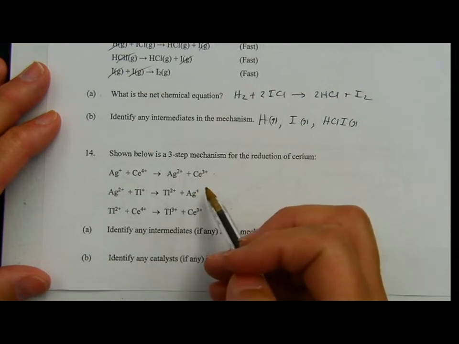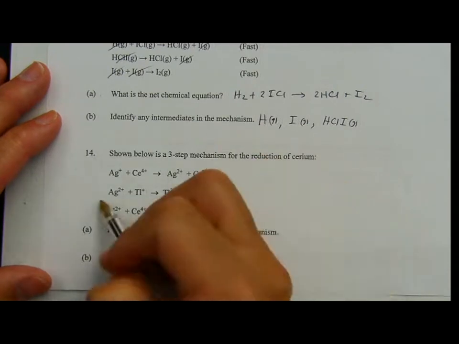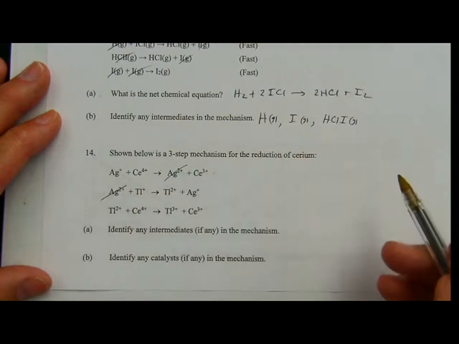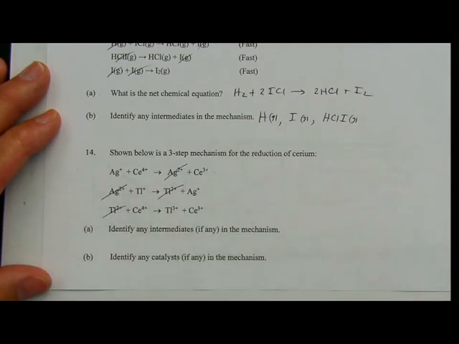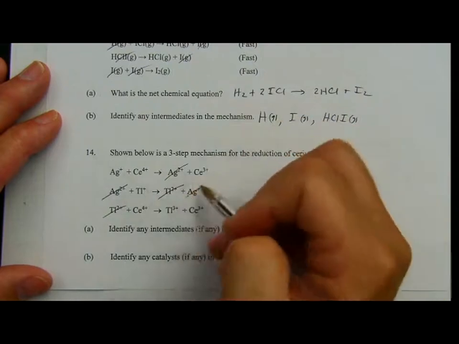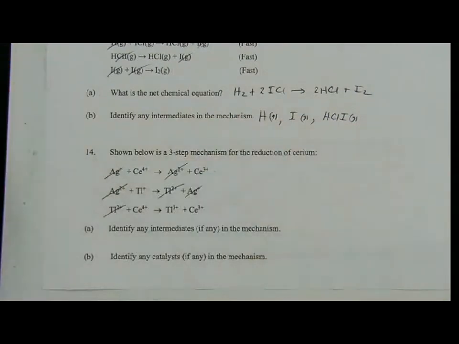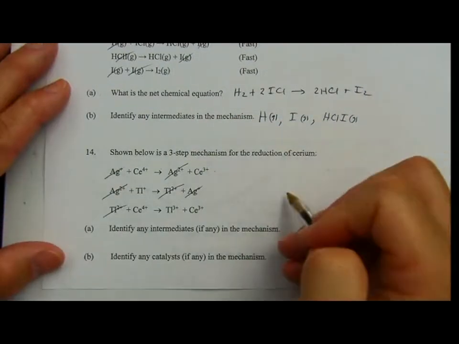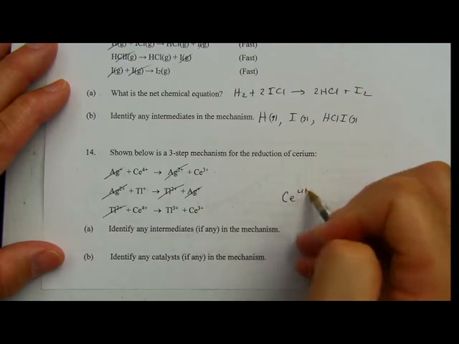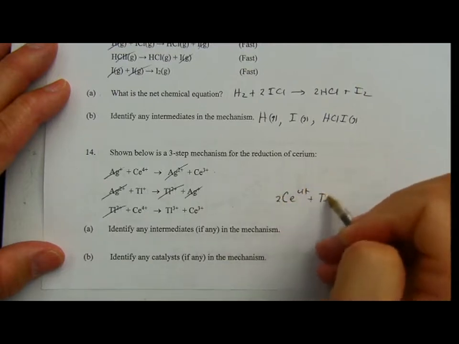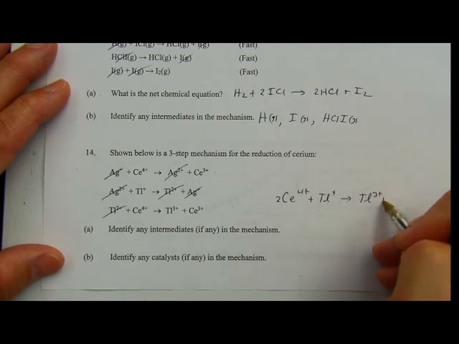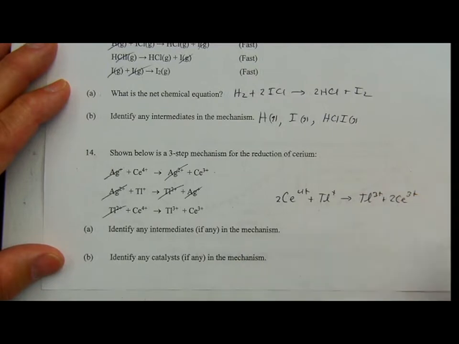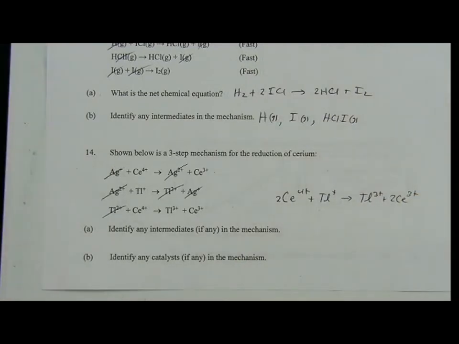All right, so what appears here is the silver 2+. Anything else? How about the thallium 2+? Silver plus. And the silver plus. Okay. So what's left is cerium 4 plus, 2 of them, plus a thallium 1 plus goes to form thallium 3 plus, plus 2 cerium 3 plus. Okay, are there intermediates here?